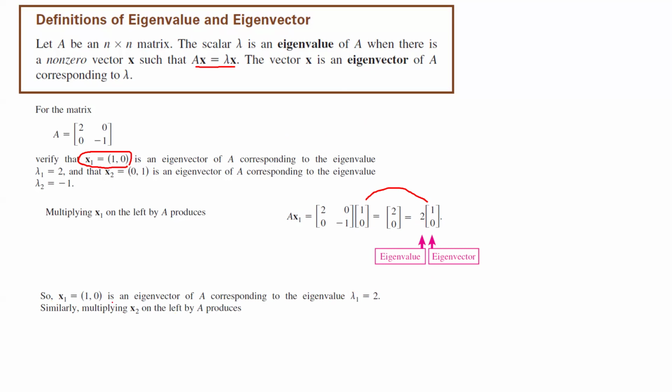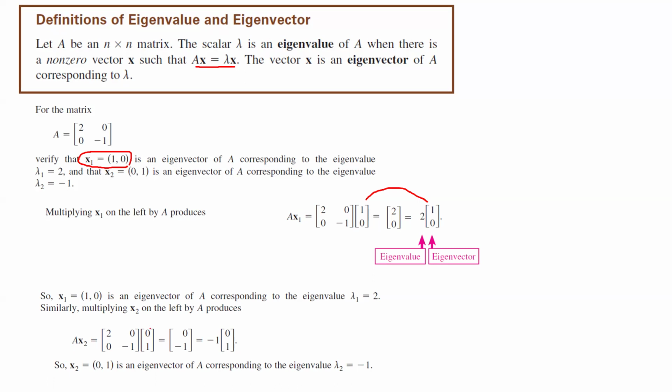And then, if you multiply x2 on the left by A, here you have matrix A multiplied by the second vector 0 and 1. It results in 0 and negative 1. If you factor out negative 1, you have negative 1 times the same vector. So basically, you showed that negative 1 times the vector is the same as A times that vector. So we just verified that vector x2, 0 and 1, is an eigenvector for the eigenvalue negative 1. As easy as that.